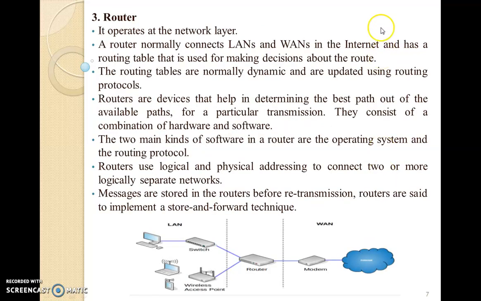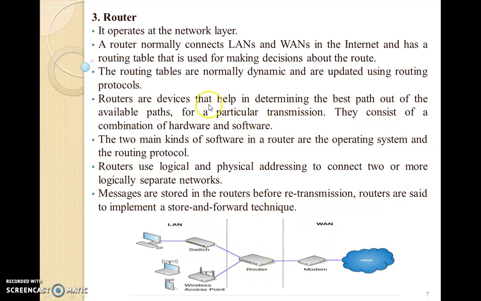Next comes a router. A router operates at the network layer of the OSI reference model. Generally, a router connects LAN and WAN. So if we have a router, see the diagram, that router can connect a network from a personal area network or a LAN to a wide area network, which is a far larger network as compared to a LAN. So to connect these different networks, we have a router.